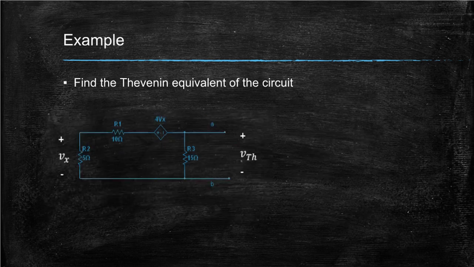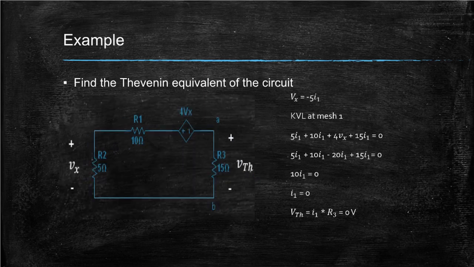Now to find VTH, which is the open circuit voltage at the open terminals. After adjusting the circuit, we are left with a single loop circuit with VTH in this case as the voltage of resistor 3. Mesh analysis shows the mesh current to be 0. So VTH is also 0. Now that marks the end of the example.